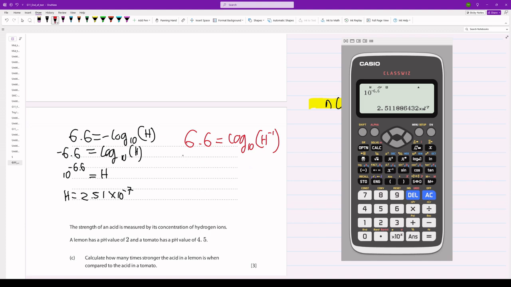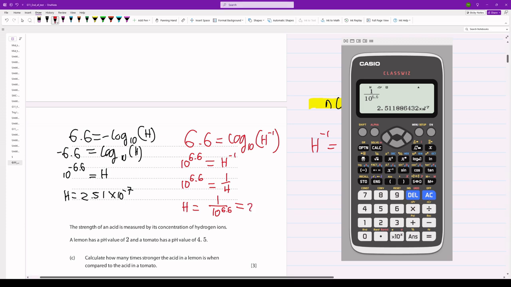I've just copied it out again. So therefore, 10 to the power of 6.6 is equal to h to the power of negative 1. But a negative power, h to the power of minus 1, is equal to 1 over h. So 10 to the power of 6.6 is equal to 1 over h. Therefore, h is equal to 1 over 10 to the power of 6.6, which, if I do it in my calculator, gives me the exact same answer, 2.51 times 10 to the negative 7. Pick your answer, whichever one you like.